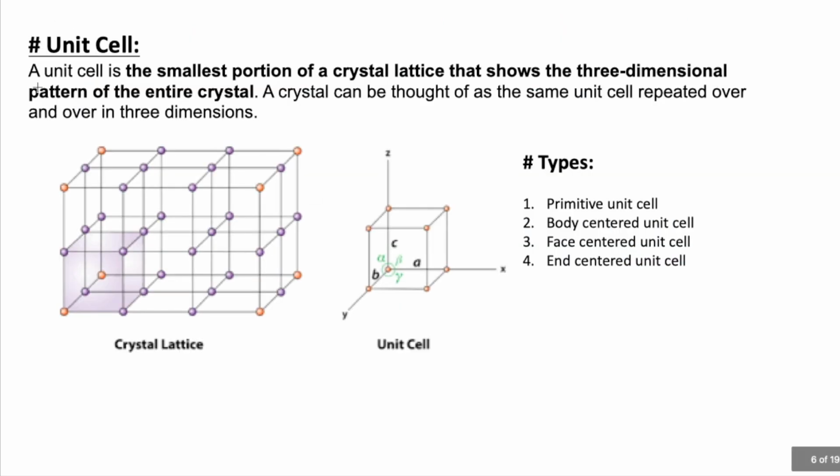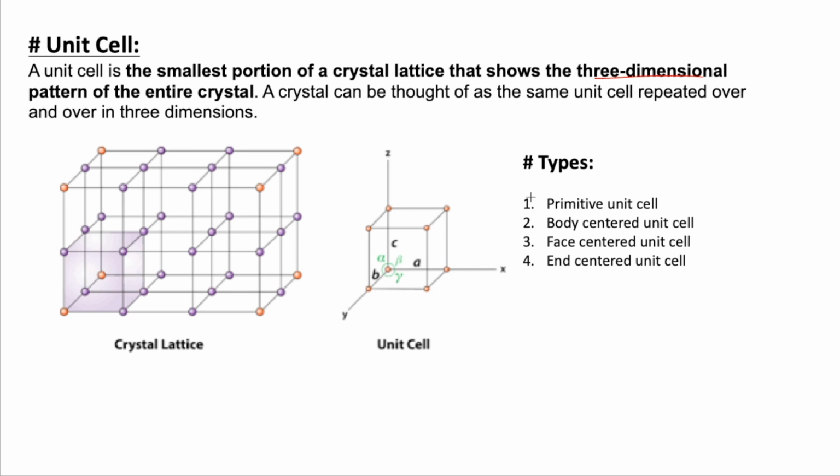Let's talk about the unit cell. A unit cell is basically the smallest portion of the crystal lattice that shows the 3-dimensional pattern of the entire crystal. So a simple unit, when it keeps on repeating itself, is called a unit cell. A crystal can be thought of as the same unit cell repeated over and over in 3 dimensions.